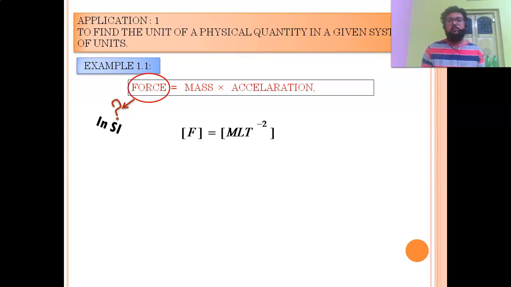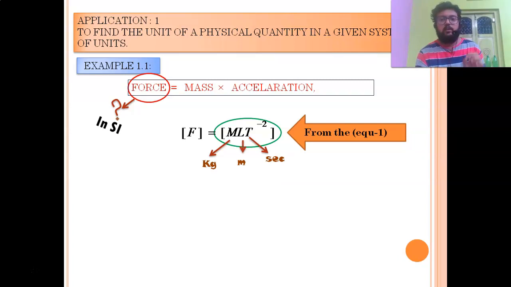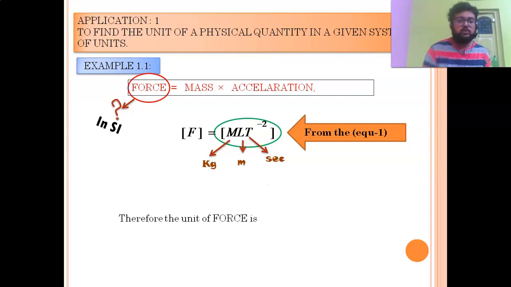Therefore the SI units of M, L and T are kg for mass, meter for length and second for time. These are all represented in terms of the SI unit system. Therefore the SI unit of force is kg meter per second square.